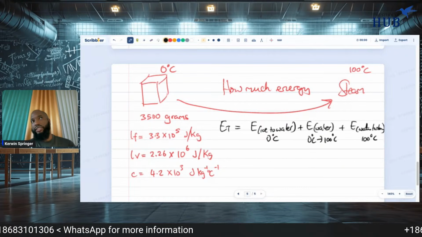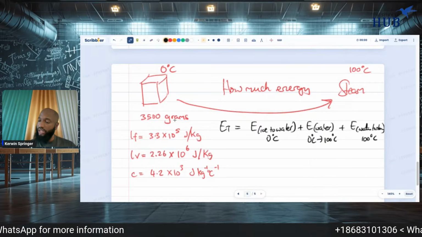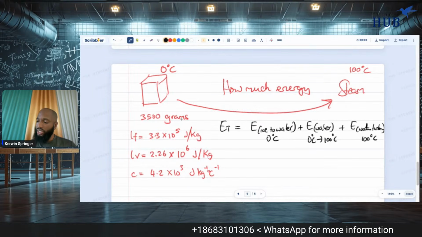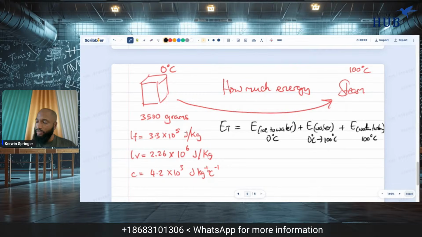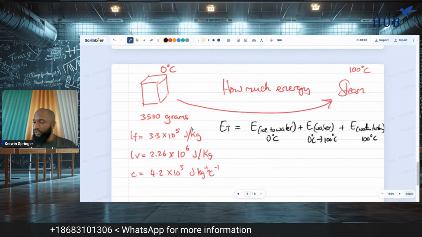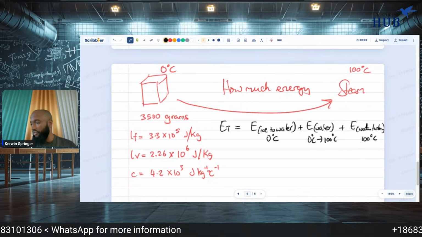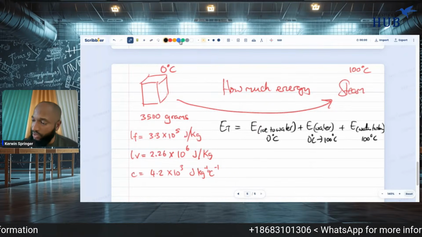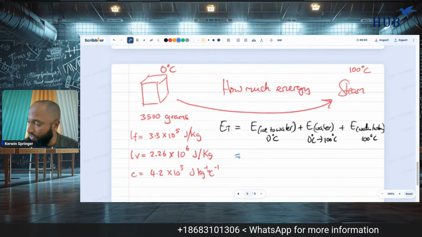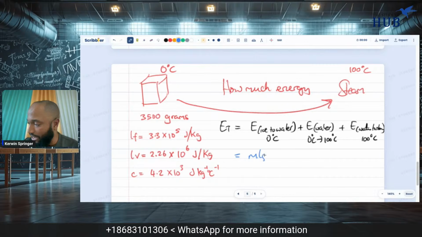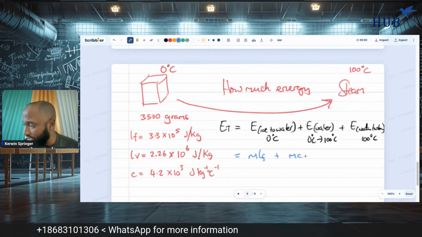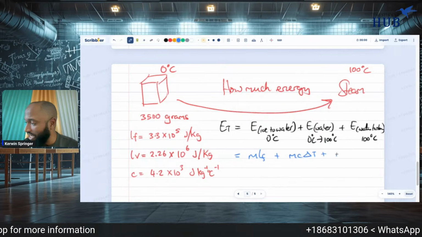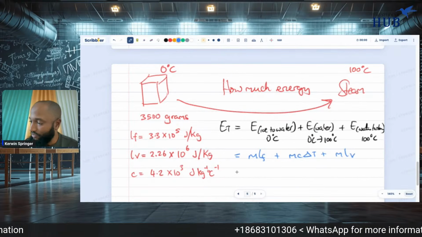Other tricks in these questions is to make sure your grams here, you see this in grams, so you'll change this to kilograms. You just have to make sure that the units match up. Sometimes they might have kilojoules or grams or kilograms or joules, and you have to make sure that what you're starting with matches up. Once you capitalize on all of that, you're safe. The first one is mLf, the second one is mcΔT, and the next one is mLv.